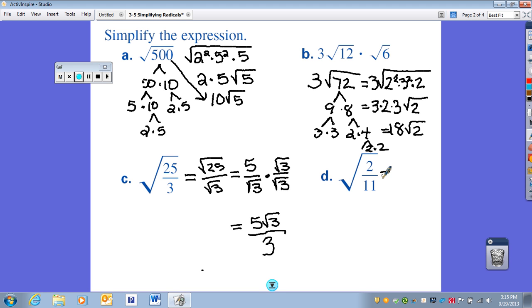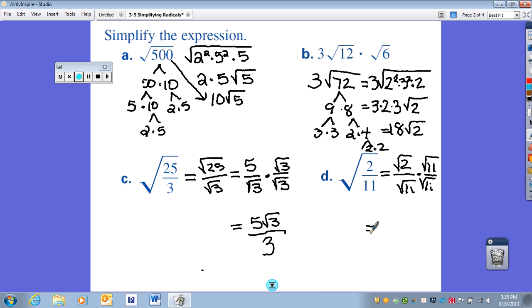Letter D, we're going to separate our numerator and our denominator using the quotient property, which allows us to write the radical in each. Now, square root of 2 can't be simplified, nor can the square root of 11. So what we would have left to do is to rationalize the denominator, which we will multiply both the numerator and the denominator by the square root of 11.